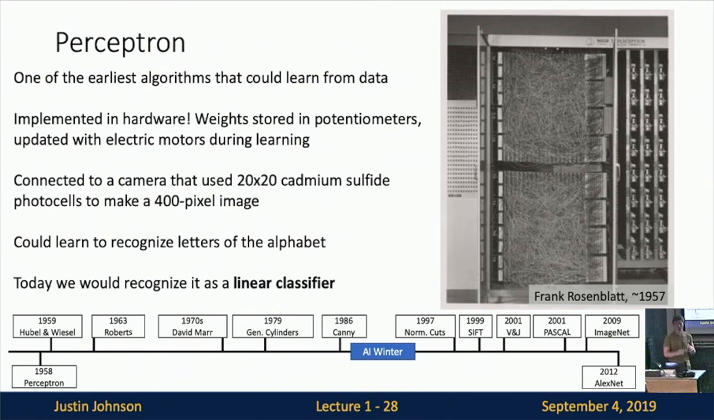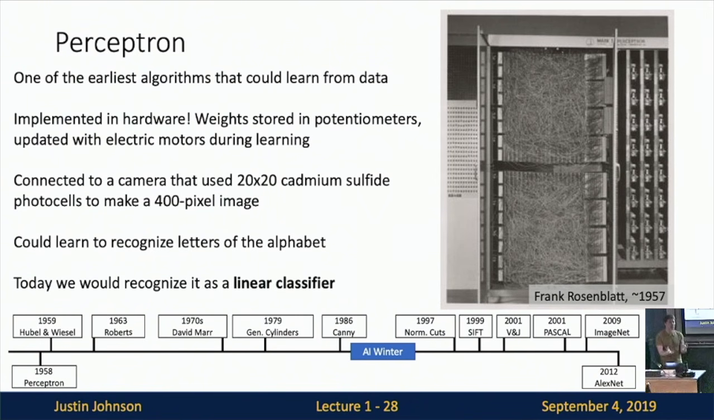So the Perceptron was actually implemented as a piece of hardware. Here's a picture of it on the right. It was this giant, cabinet-sized thing with wires going all over the place. It had weights that were stored in these potentiometers, which I don't even know what that is because I'm a computer scientist. And the values of these weights were changed mechanically during learning by a set of electric motors, which again, I'm not a mechanical engineer, so I definitely could not build this thing.